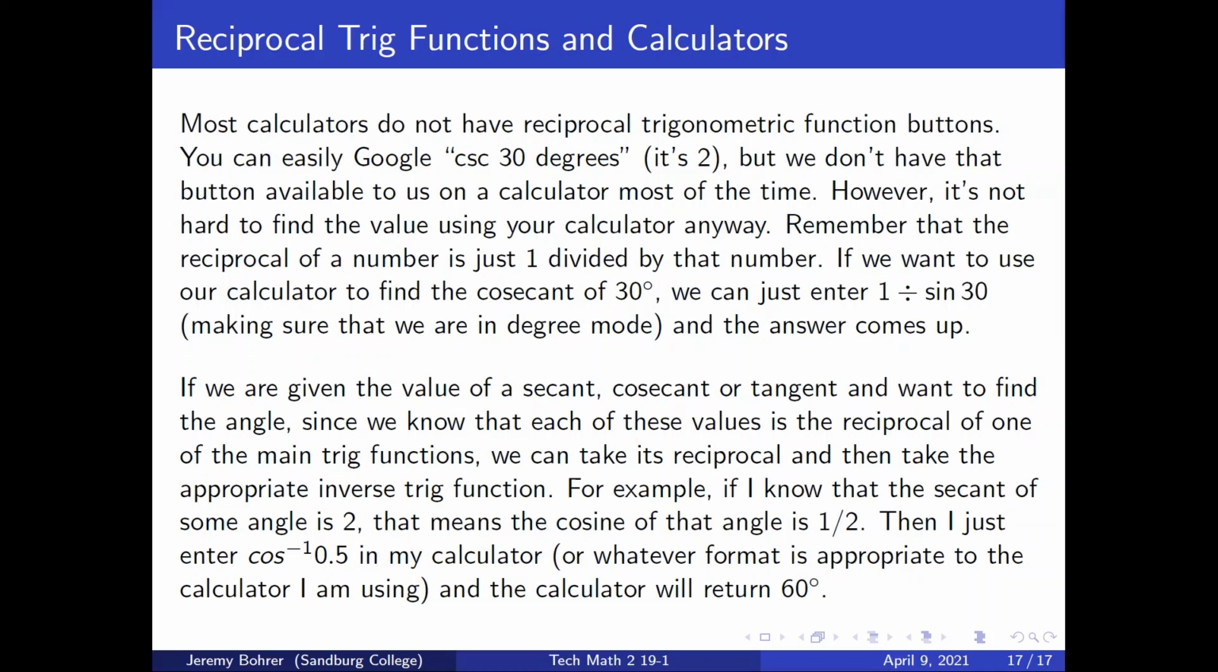If we are given the value of a secant, cosecant, or cotangent and want to find the angle, since we know that each of these values is the reciprocal of one of the main trig functions, we can take its reciprocal and then take the appropriate inverse trig function. For example, if I know that the secant of some angle is 2, that means the cosine of that angle is 1 over 2. Then I just enter cosine inverse 0.5 in my calculator, or whatever format is appropriate to the calculator I'm using, and the calculator will return 60 degrees.